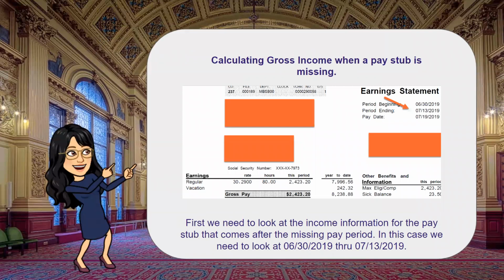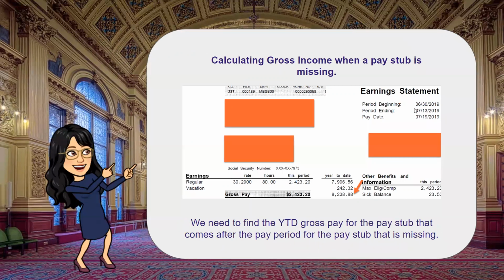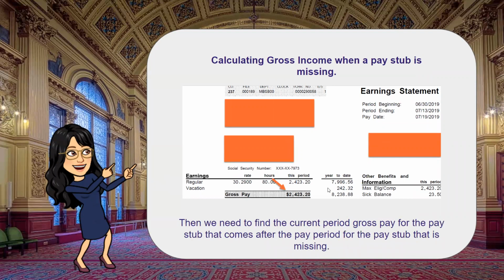Calculating gross income when a pay stub is missing. First, we need to look at the income information for the pay stub that comes after the missing pay period. In this case, we need to look at June 30th through July 13th, 2019. We need to find the year-to-date gross pay for the pay stub that comes after the pay period for the pay stub that is missing. Then we need to find the current period gross pay for the pay stub that comes after the pay period for the pay stub that is missing.